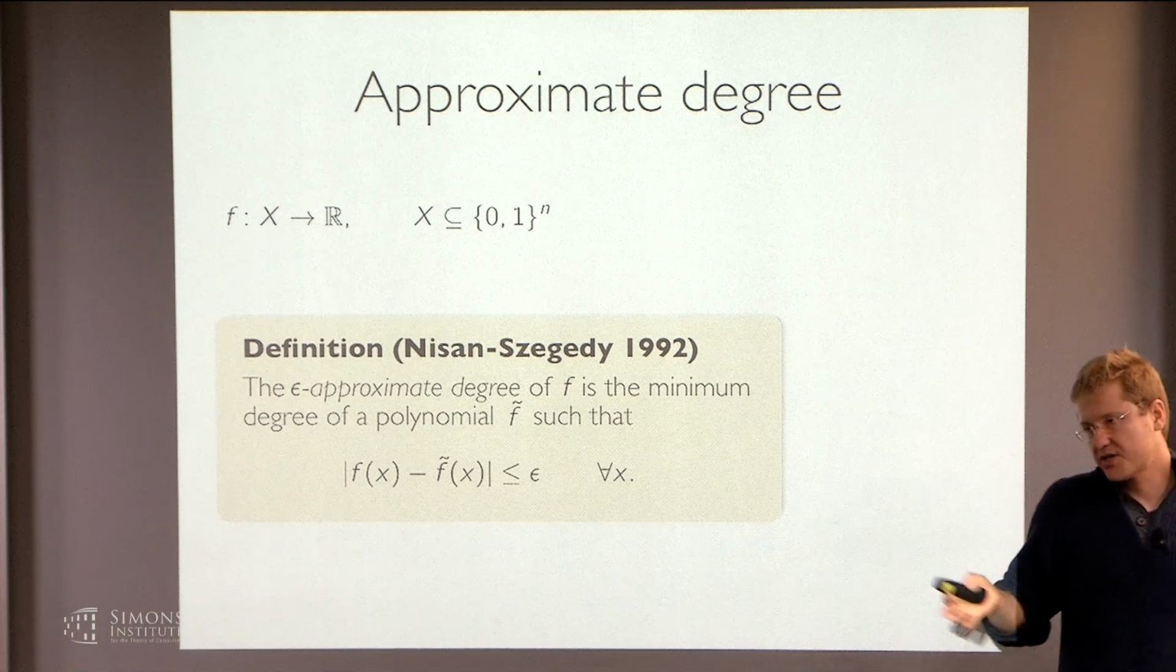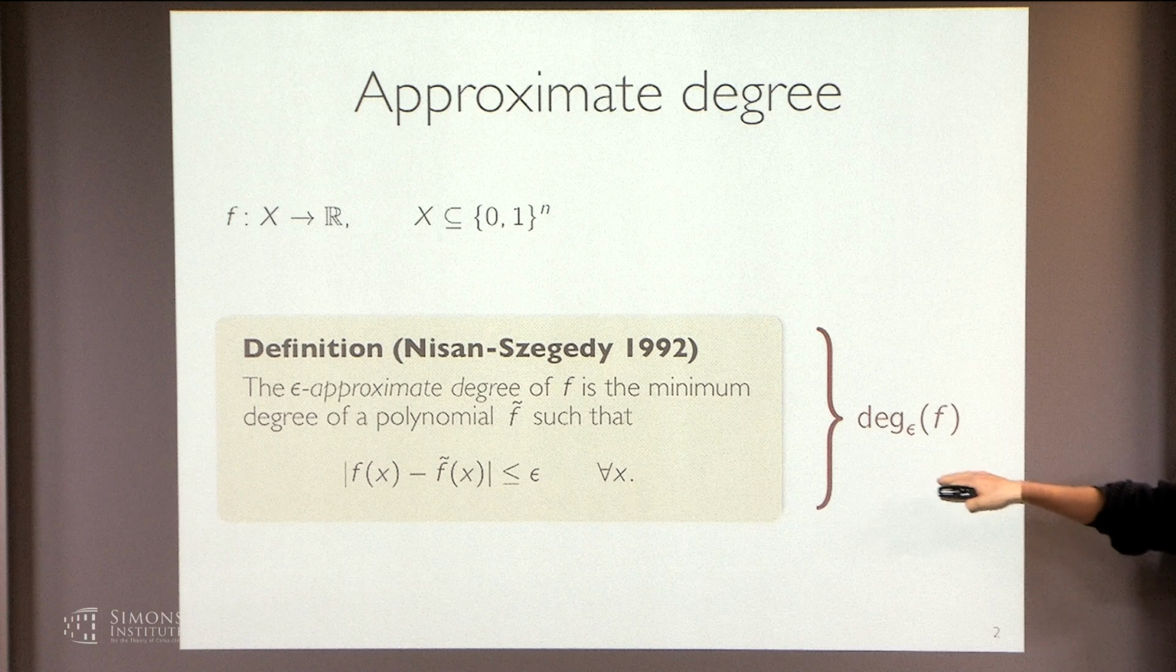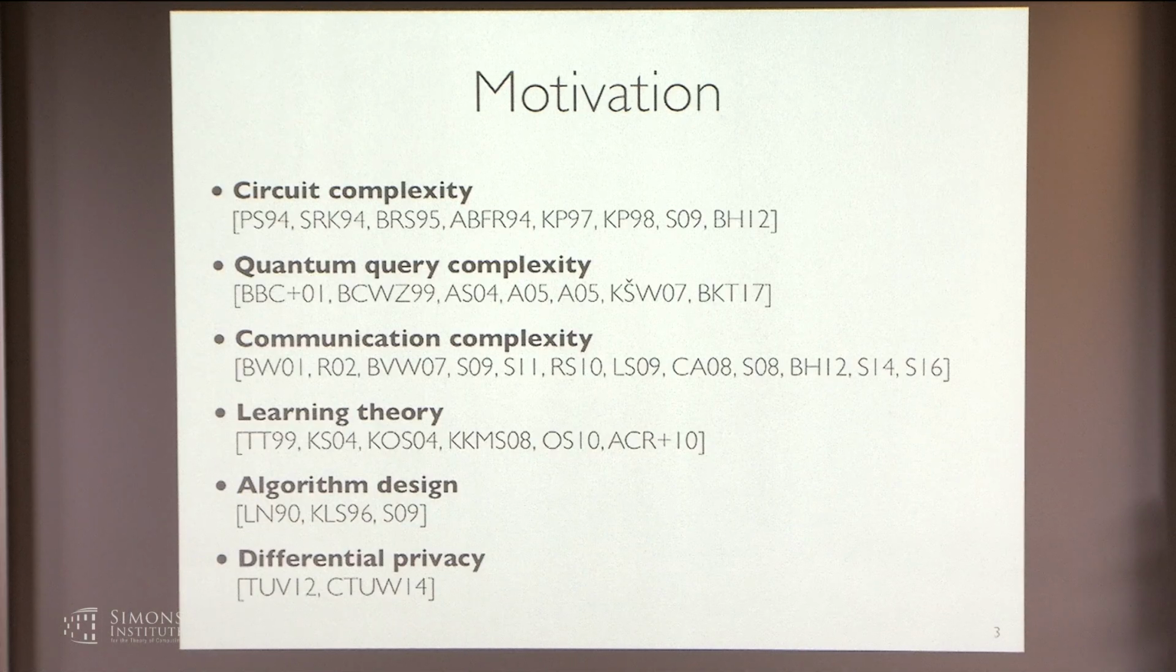So this notion is very natural. It was defined a long time ago in 1992 by Nisan and Szegedy in their pioneering work, where they proved in particular that a polynomial of degree root n is sufficient and necessary to approximate the OR function. So throughout this talk, I'll use this shorthand notation for epsilon approximate degree.